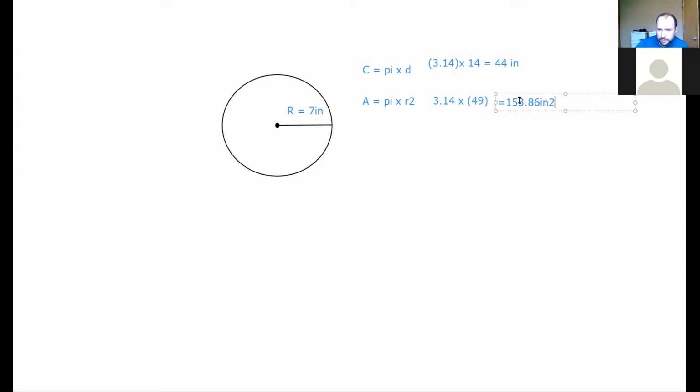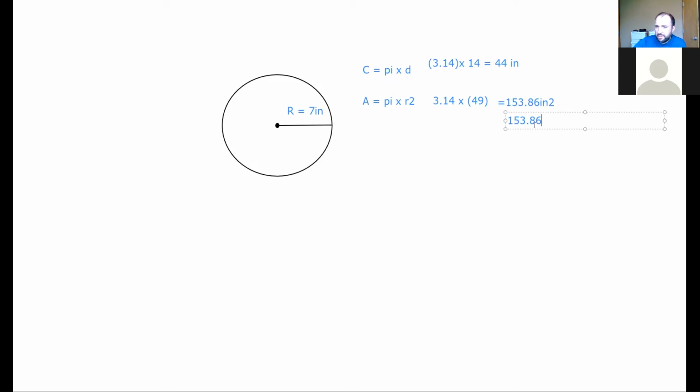Now, oh, I deleted it. But again, rounding here, 153.86, okay, if we were rounding that to the nearest whole number, then we would look at the 8. And if it's 5 or greater, which it is, it rounds this up. So this would round up to 154.